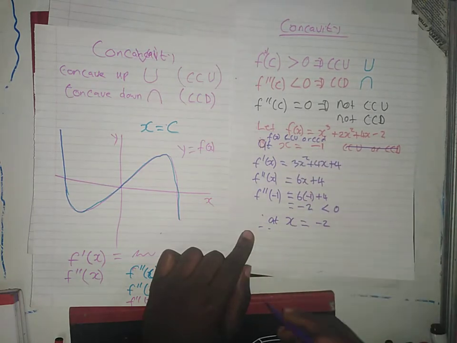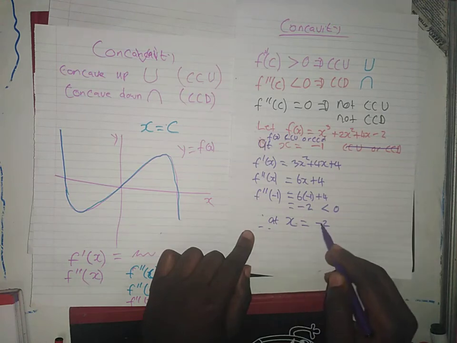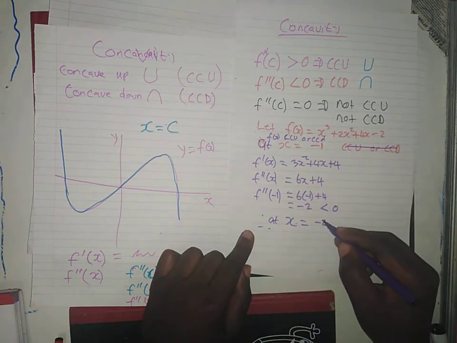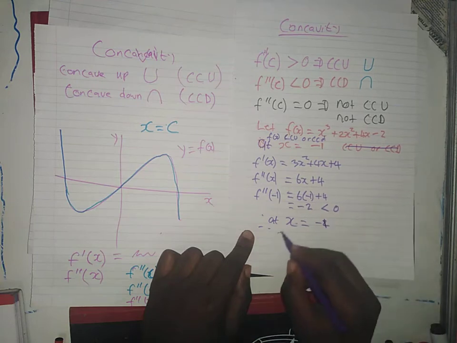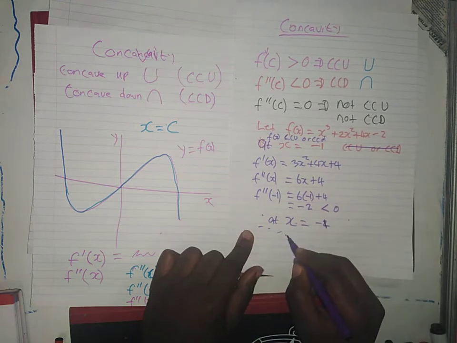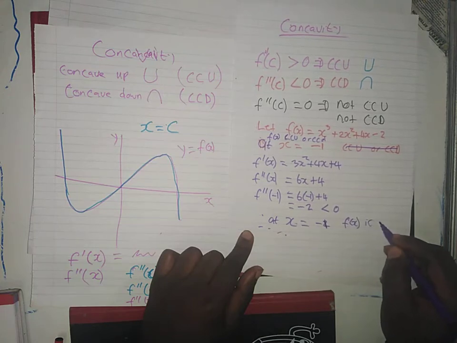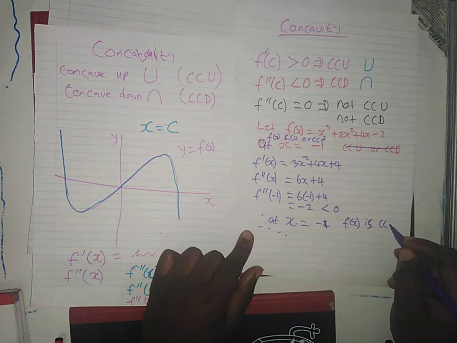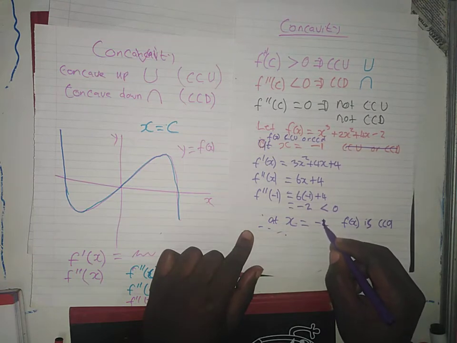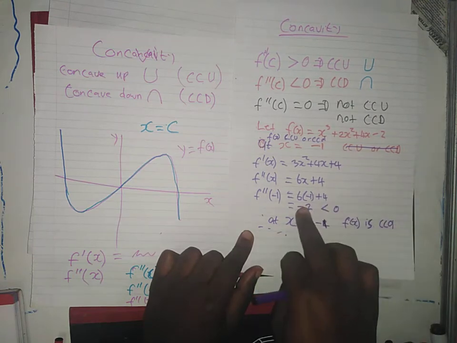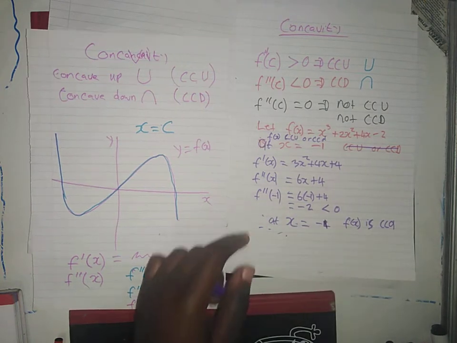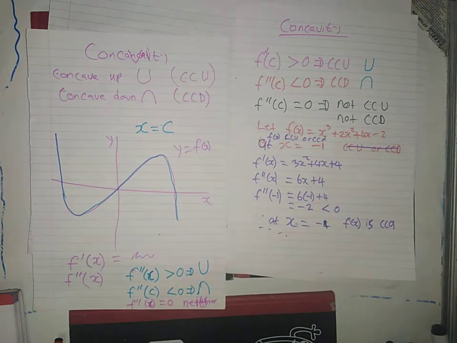Here you find that x is equal to minus 1, not minus 2, I'm talking nonsense. At minus 1, f at x is concave down. Why? Because the second derivative at this point is less than 0.